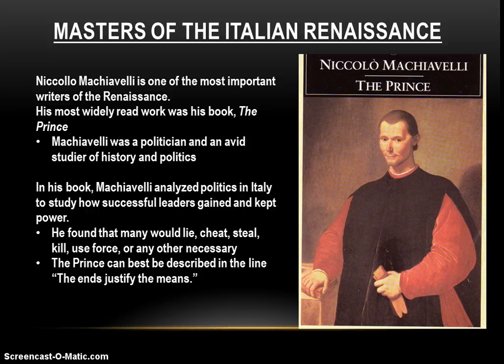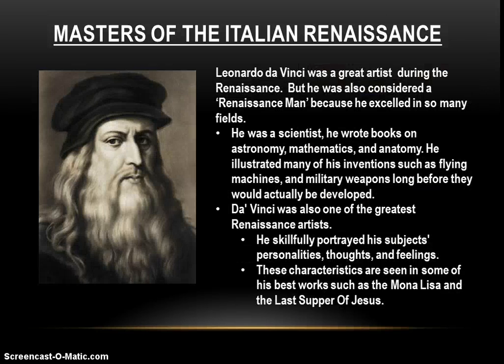And in this book, The Prince, Machiavelli analyzed politics in Italy because he wanted to study how successful leaders gained and kept power. What he found was that in Italy, leaders would lie, cheat, steal, kill, use force, use any means necessary in order to gain power. Really the book can be summed up in one line, and that's the ends justify the means. More on him in class.